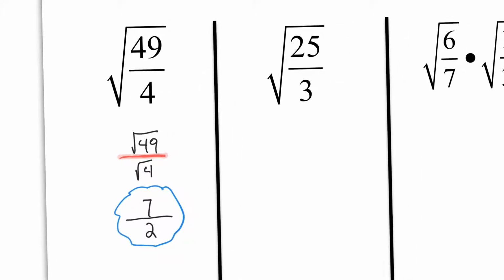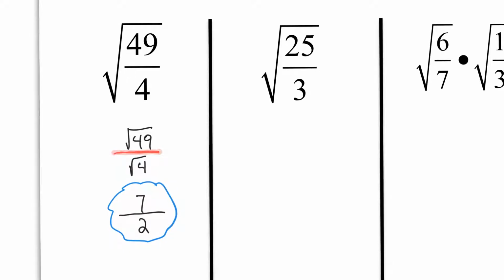Same idea. The quotient property says that you can separate the numerator and denominator. So I'm going to take the top, the square root of 25, and the bottom, the square root of 3. 25 is a perfect square number because 5 squared is 25. So that means the square root of 25 is 5. The bottom, you have the square root of 3. Now, 3 is not a perfect square number.